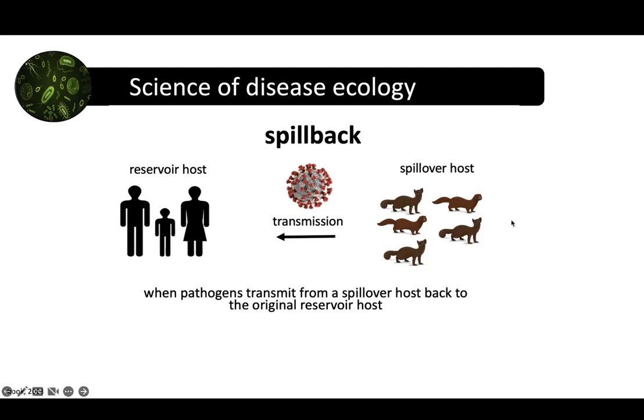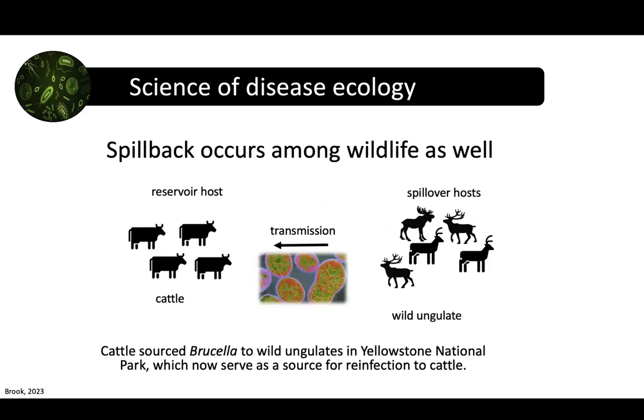It's mostly a less known term because most of the time, the general public thinks of pathogens spilling over from animals to humans and not the other way around. And then spillback occurs among wildlife as well. It's not just with humans. For example, cattle sourced Brucella to wild ungulates in Yellowstone National Park, which now serve as the source of reinfection to cattle. So cattle were the original reservoir hosts. They introduced it to wild hosts, and now those hosts maintain it in their population and can spread it back to the original host.